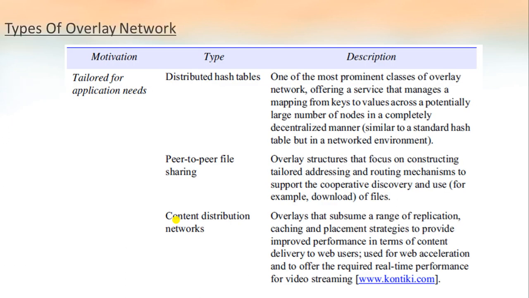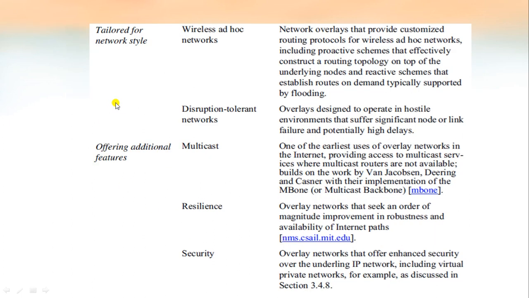These are some of the types of overlay networks: distributed hash tables, peer-to-peer file sharing, and content distribution networks. All these are for particular application needs. And for network styles, the types of overlay are wireless and ad hoc network, and disruption tolerant network, and some additional features are offered by multicast, resilience and security.